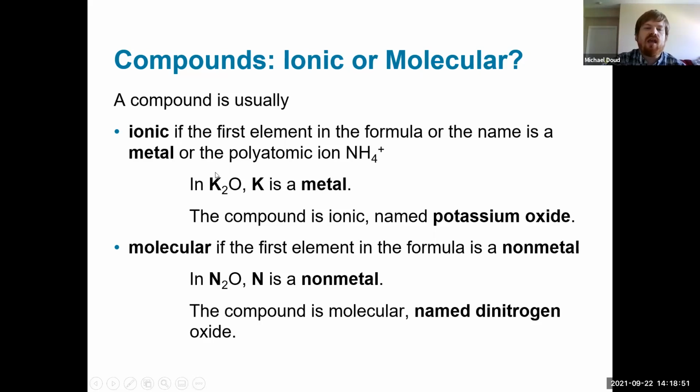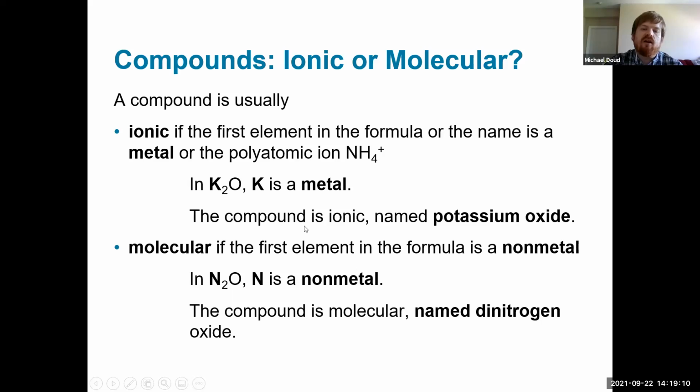K2O, for example. K, potassium, is your first element, and potassium, of course, being on the left side of the periodic table, is a metal. So it's a combination of a metal, potassium, with a nonmetal, oxygen. So this is going to be an ionic compound, and so it's potassium oxide.